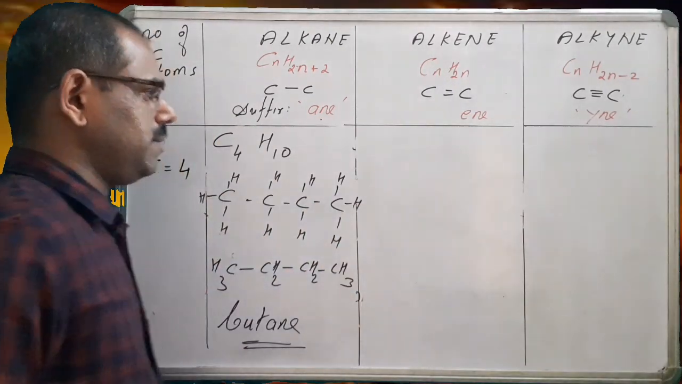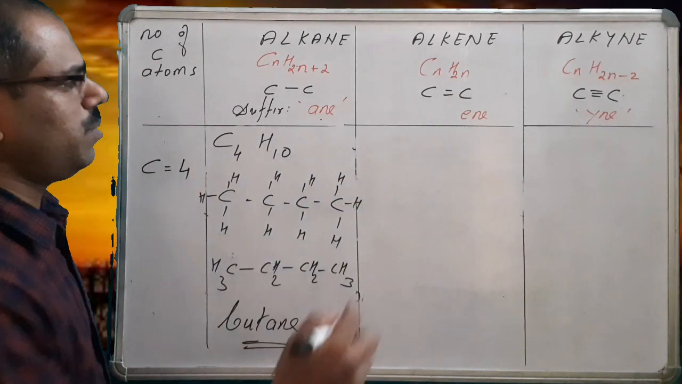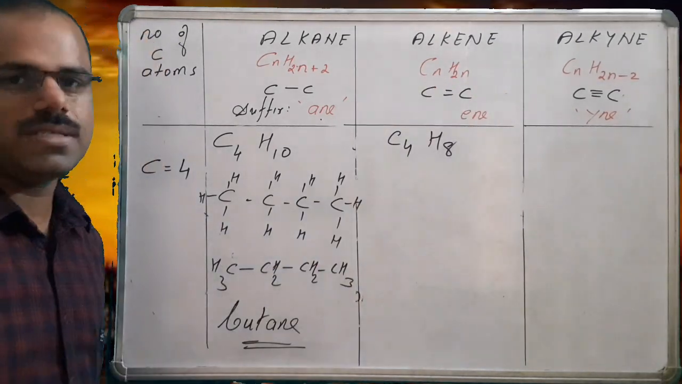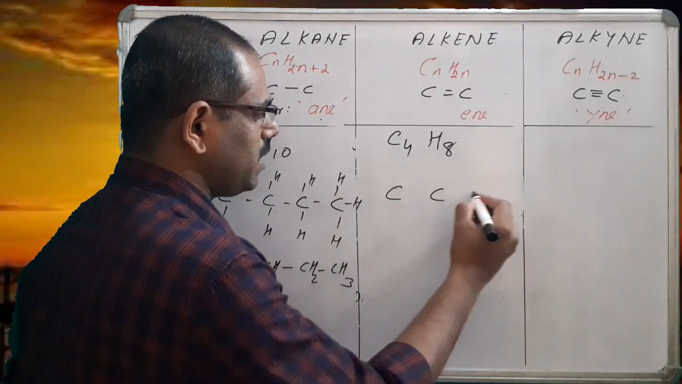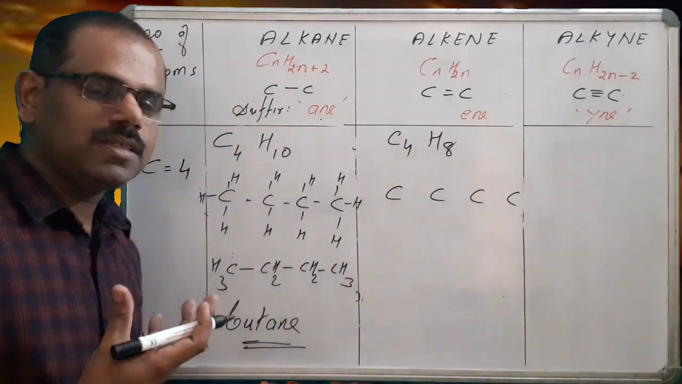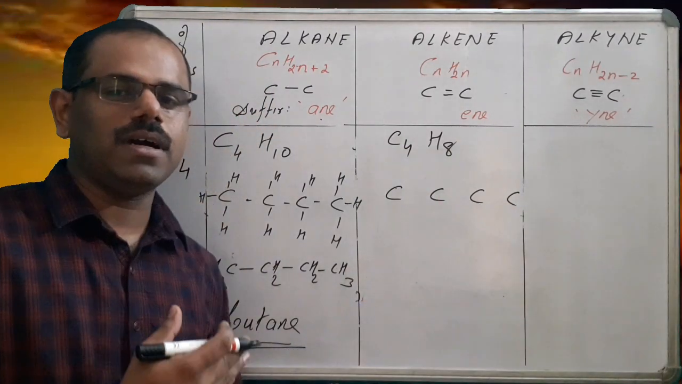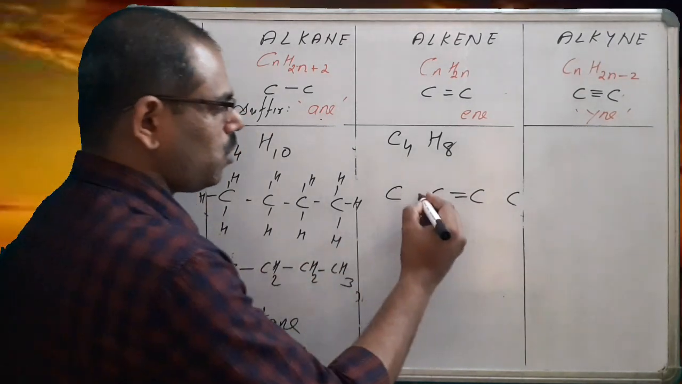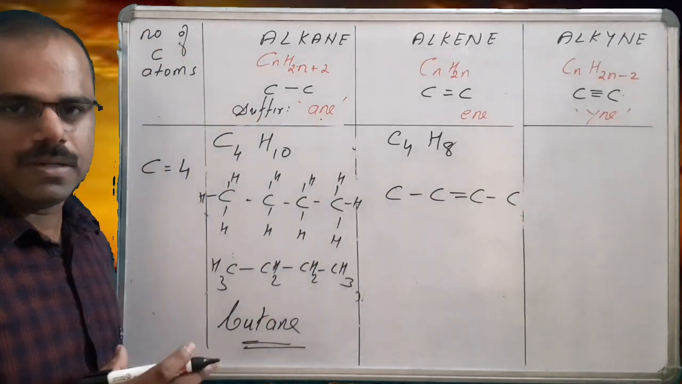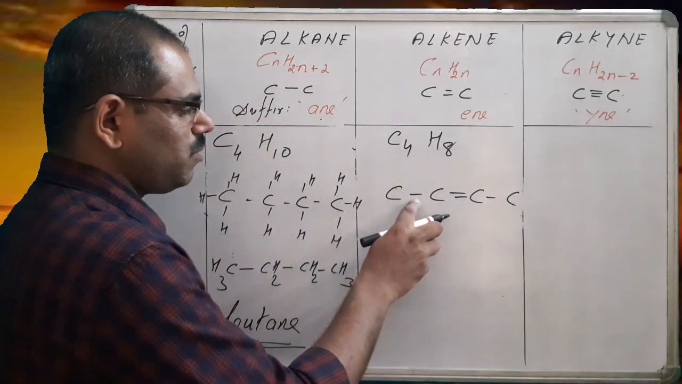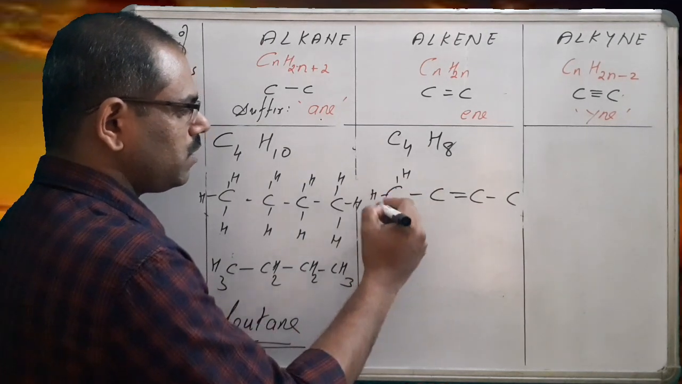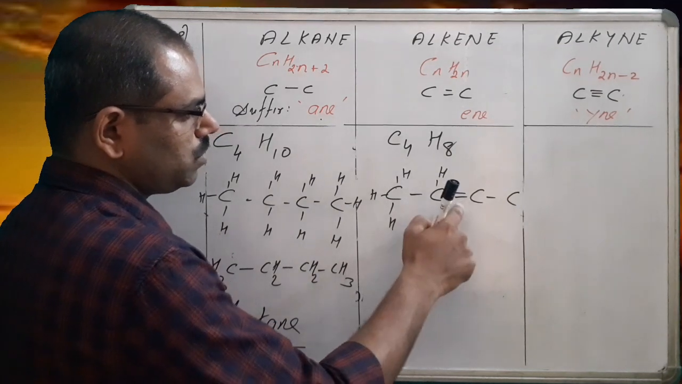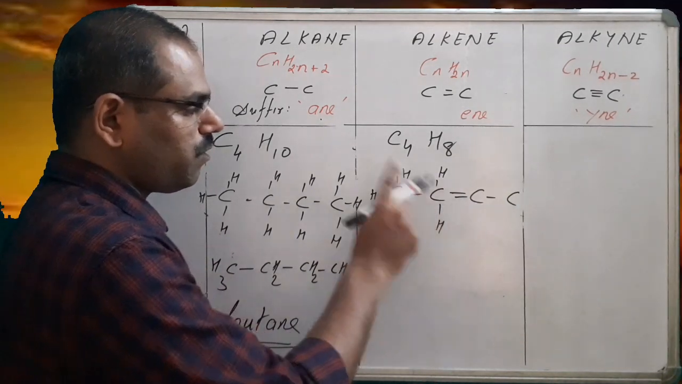So come to the alkene. What could it be? So C4, 4 into 2, 8, H8. So that is the molecular formula. We have 4 carbons there. So where do we give the double bond? No problem. In between any 2 carbons, you can give the double bond. Suppose I write it here, and in all the rest of the places it is a single bond. So first 1 bond is over, then 2, 3, 4, and so on.